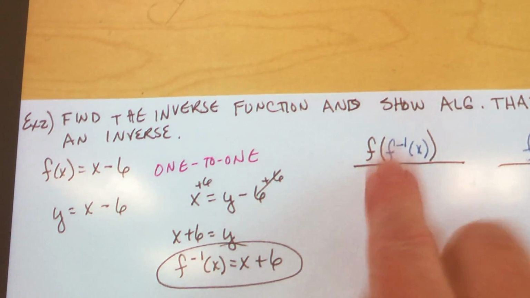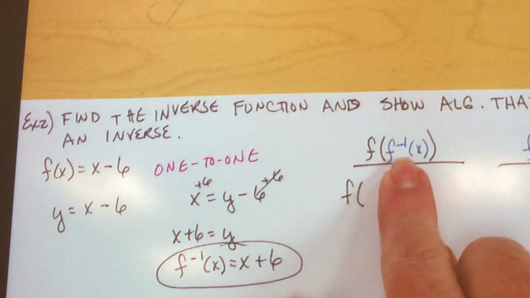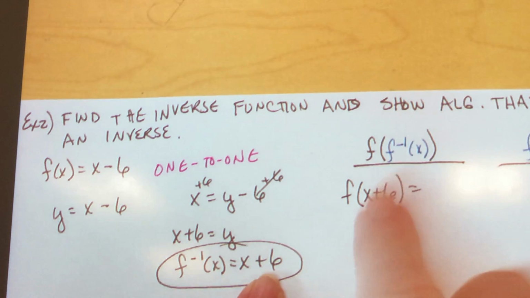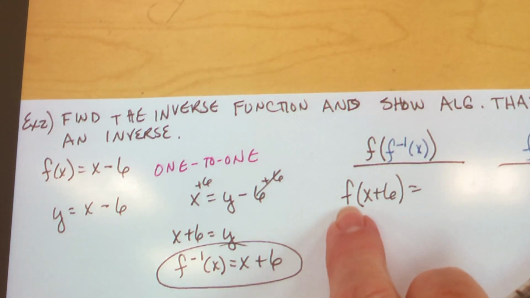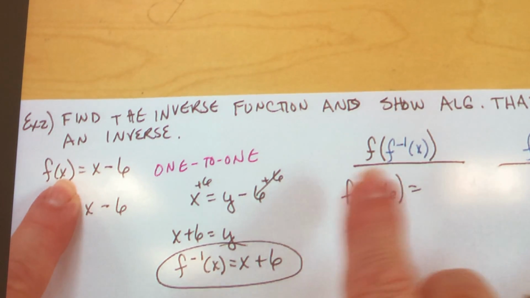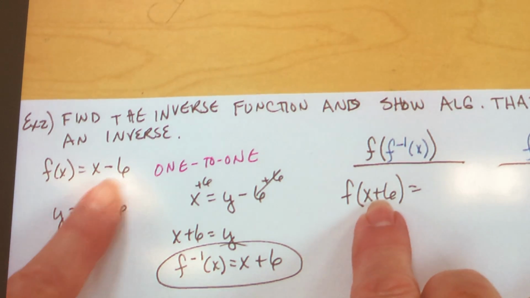So this one right here, f of, what is the inverse function? X plus 6. So now these are my directions, right? He's telling you where to go. Go to the f function. Here is my f function. In place of this x, I'm putting x plus 6. What you do to one side, you do to the other.